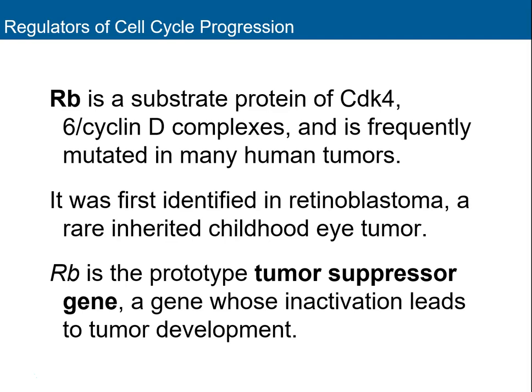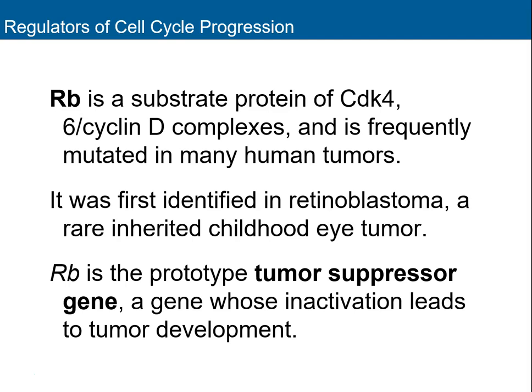So here is some more about that and some talk about tumor suppressor genes. We've mentioned these before. Here's one example. RB, retinoblastoma, is a substrate protein of CDK4 cyclin D complexes. This complex is responsible for moving cells through that restriction point, and most cells that move past that restriction point will go through the whole cell cycle and divide. So it's really important.